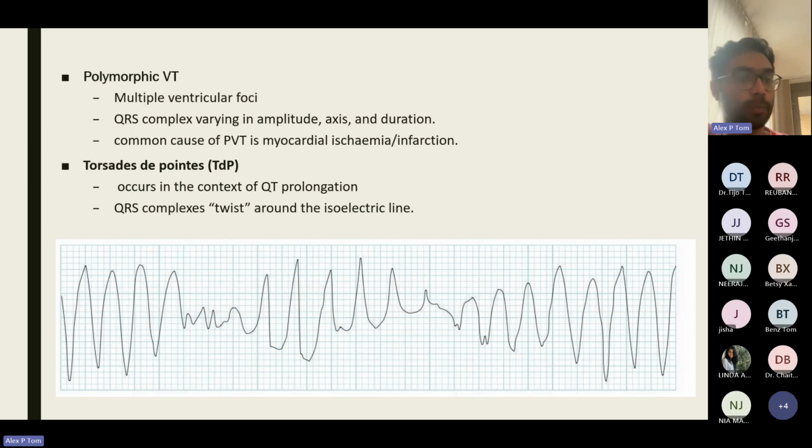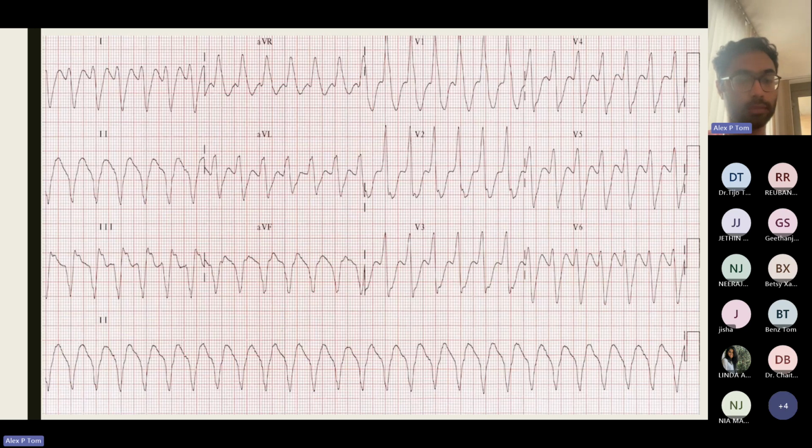Then there's something called polymorphic VT and Torsades de Pointes, and it's basically VT that's changing in its morphology. That's how it would look. Again, broad complex QRS complexes twisting around an isoelectric line. That's how Torsades de Pointes would look. In polymorphic VT, QRS complexes would just vary in amplitude, axis, and duration. Okay, so that's an example for VT.